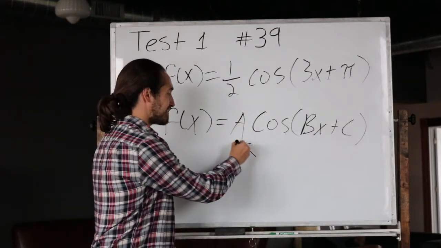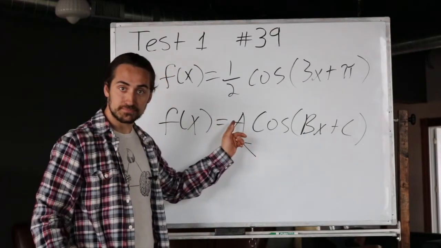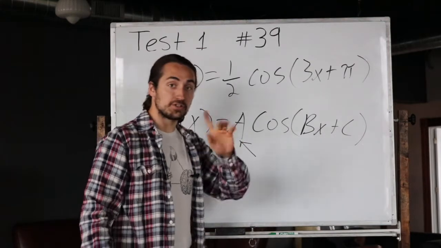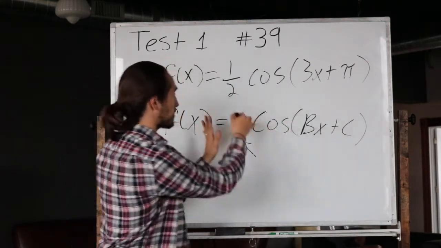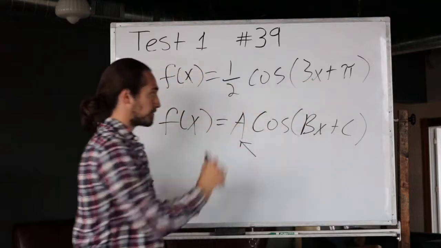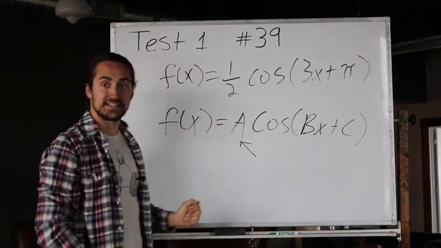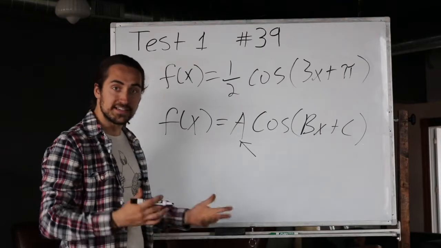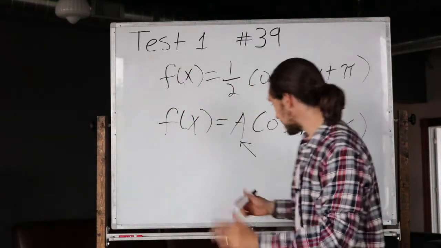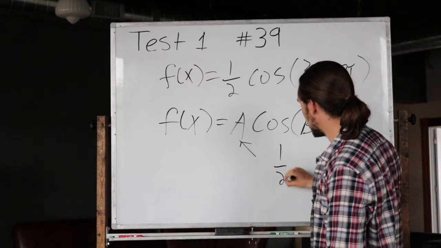this a here, this is where the amplitude is. Okay? The a is the amplitude. So when we look at this question, if we take this and say, okay, let's look at all these that match up. Like pi is c, 3 is b, 1/2 is a, and a is our amplitude. So for this question, our answer here is 1/2.